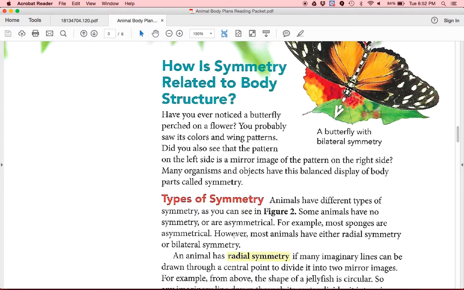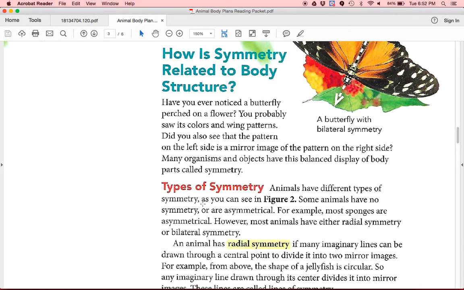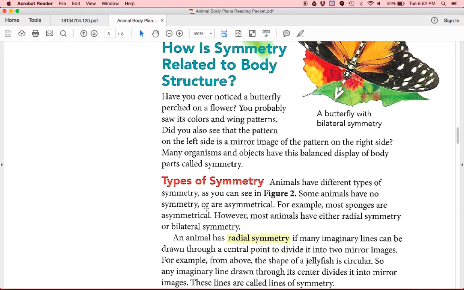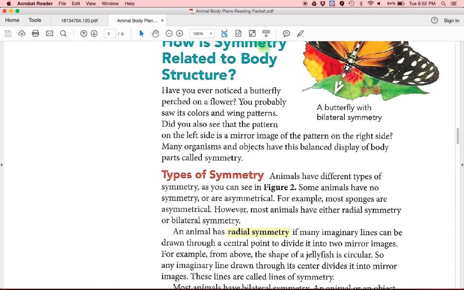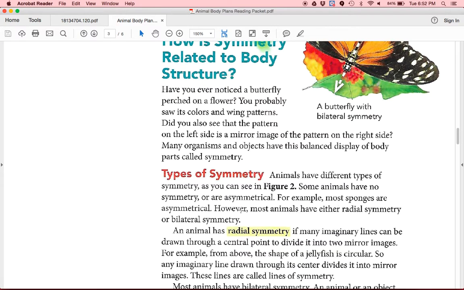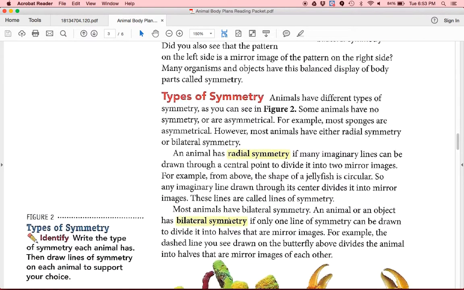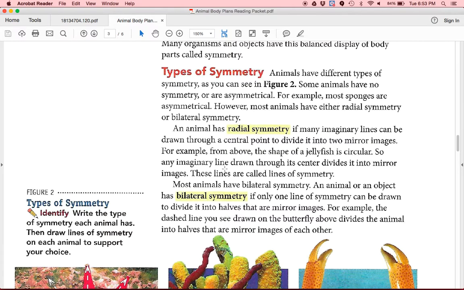Types of symmetry. Animals have different types of symmetry, as you can see in Figure 2. Some animals have no symmetry or are asymmetrical. For example, most sponges are asymmetrical. However, most animals have either radial symmetry or bilateral symmetry. An animal has radial symmetry if many imaginary lines can be drawn through a central point to divide it into two mirror images. For example, from above, the shape of a jellyfish is circular, so any imaginary line drawn through its center divides it into mirror images. These lines are called lines of symmetry.